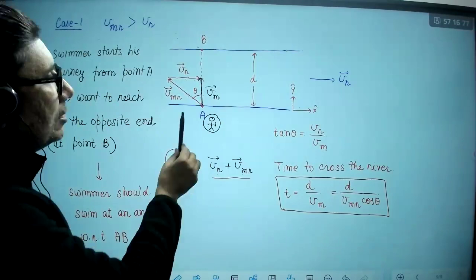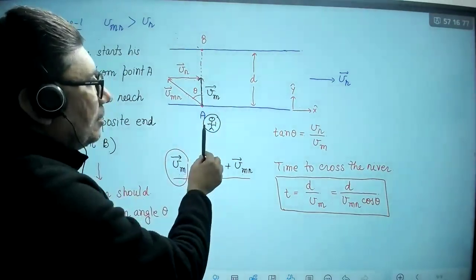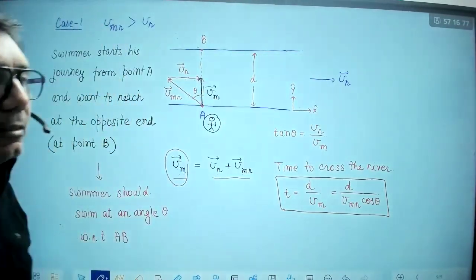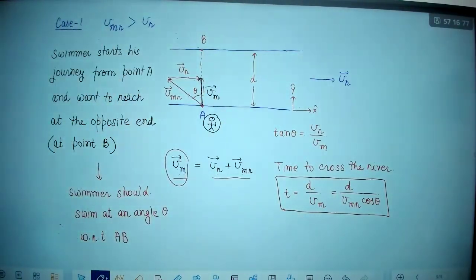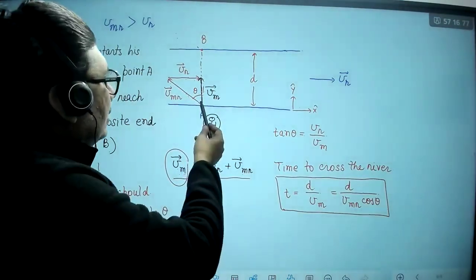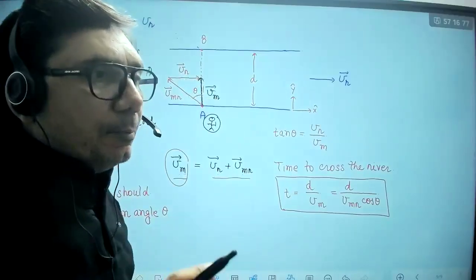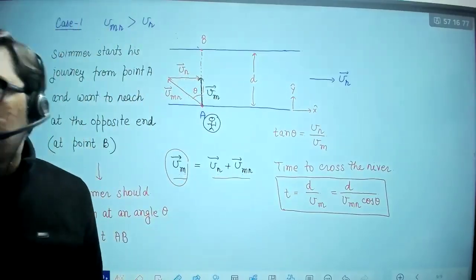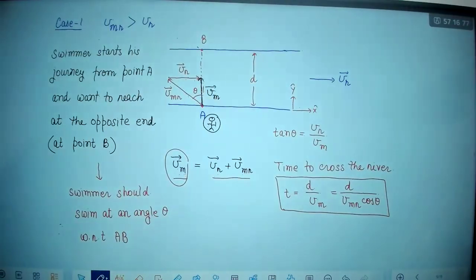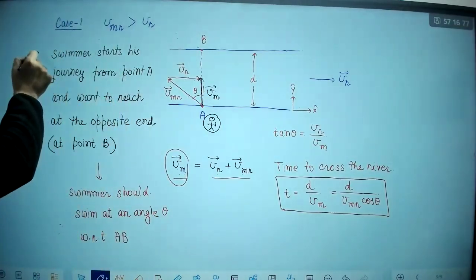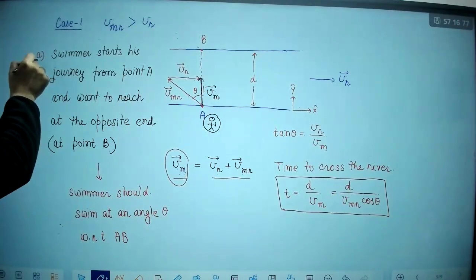So throughout its motion, the velocity of the man with respect to earth should be in this direction. Can you tell me one more thing? Suppose the next question is, suppose the swimmer wants to cross this river in minimum time. This was the first one, my first question number A.